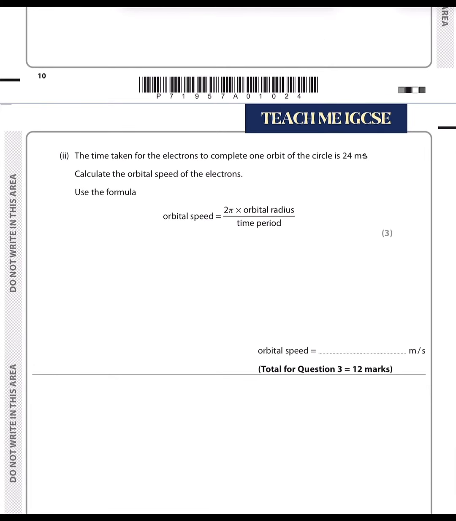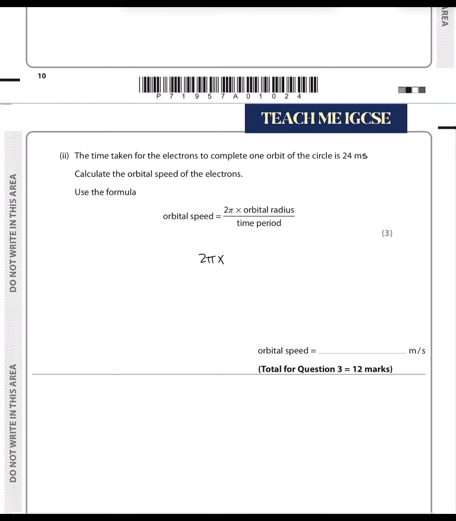The time taken for the electrons to complete one orbit of the circle is 24 milliseconds. Calculate the orbital speed of the electrons. So we're given the formula: 2 pi times orbital radius over time period is the orbital speed. And we need to change the orbital radius into 2.5 times 10 to the power of minus 2 meters, as we need the speed in meters per second.